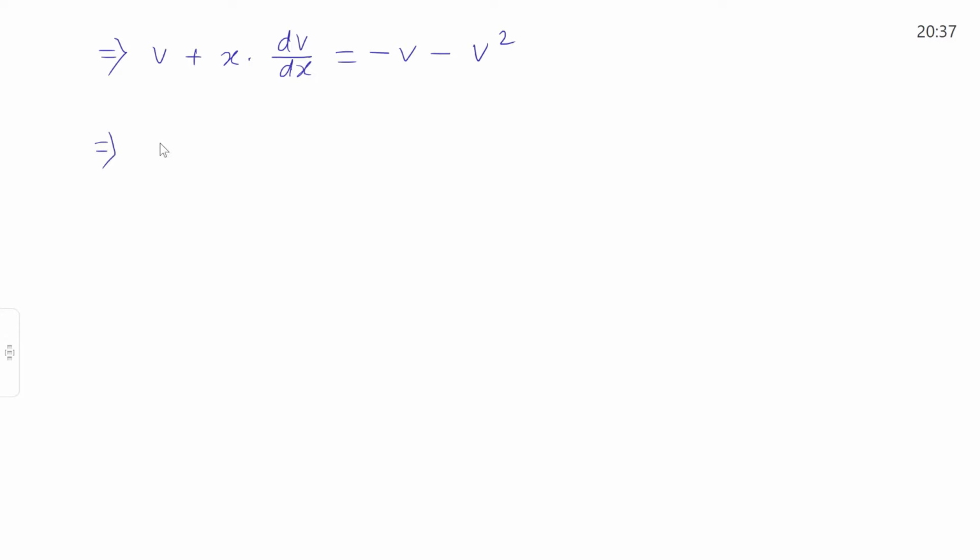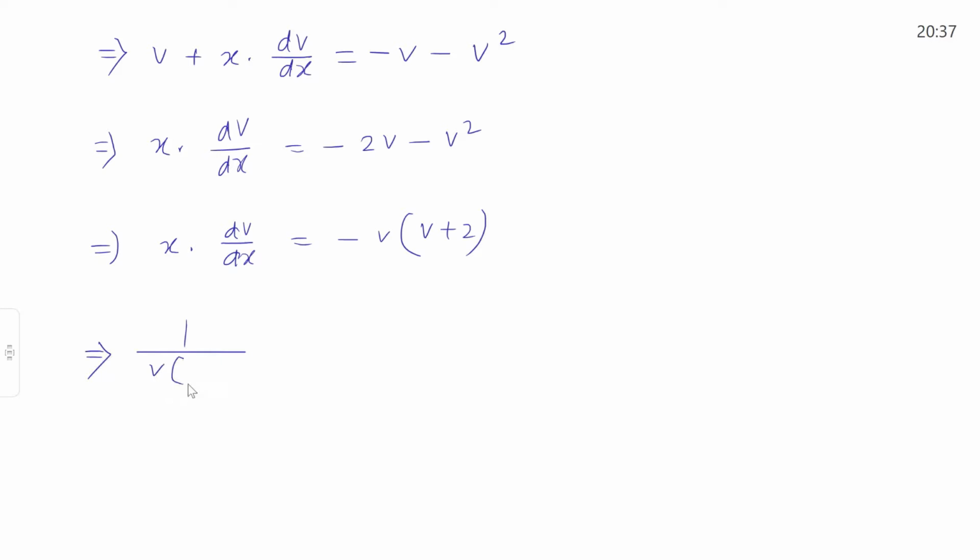So x into dv dx is equal to minus twice v minus v square. Let me keep the minus common, v will be common, x into dv dx is equal to minus v is common, so it is v plus 2, v square minus twice v. Then separate the variables, it is 1 by v into v plus 2 dv is equal to minus 1 by x dx.